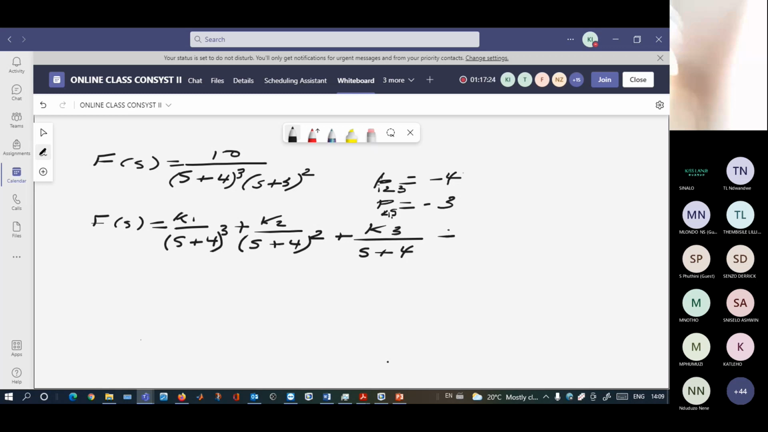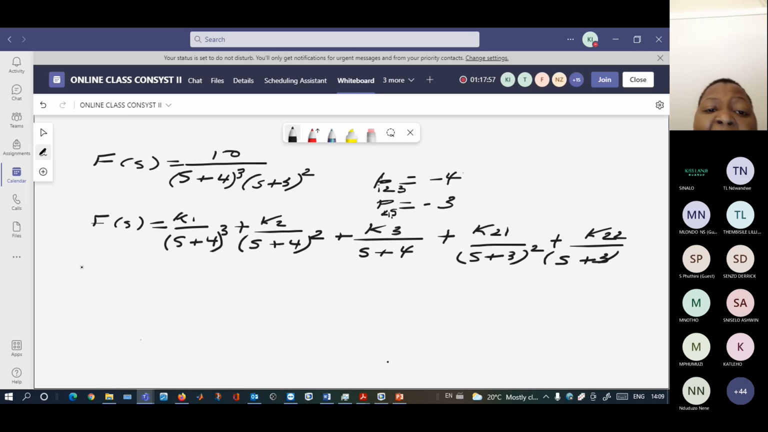So we're going to put k. Let me call it k21 over (s plus 3) squared, plus k22 over (s plus 3). Okay, this is what we have here. So now, from here, we need to find the coefficients.